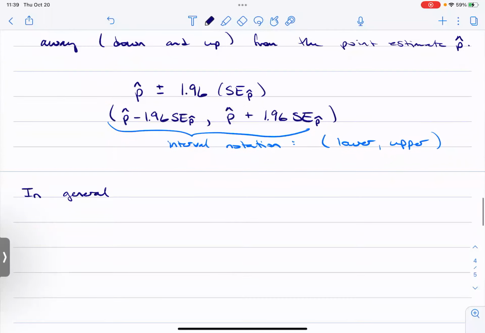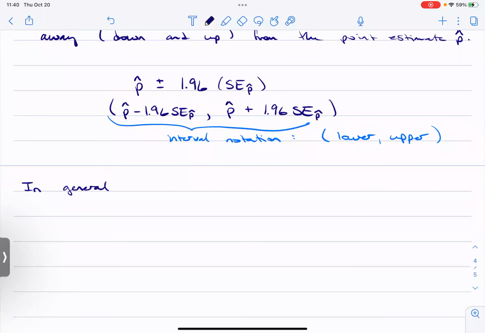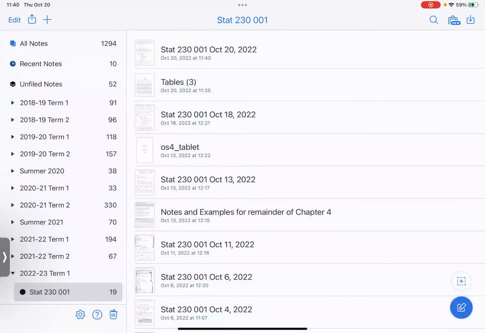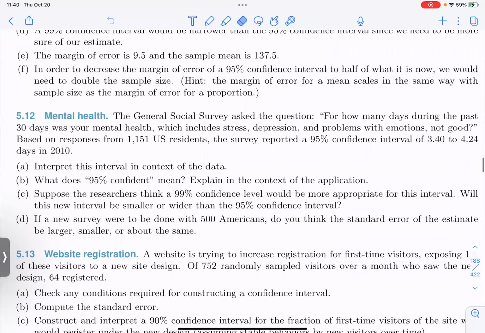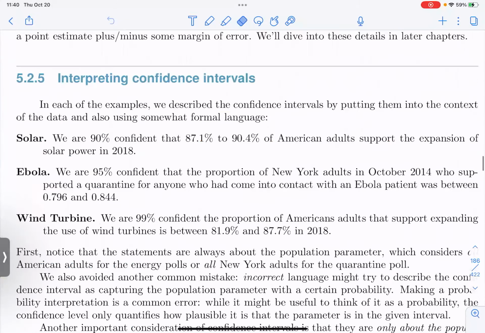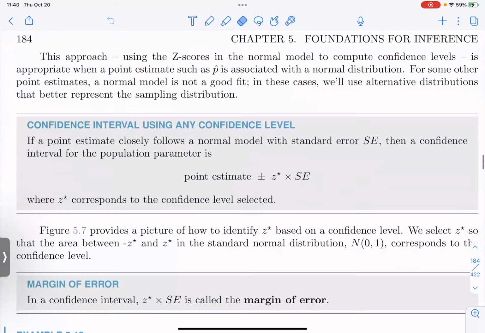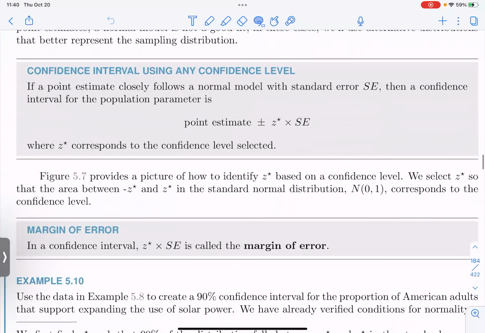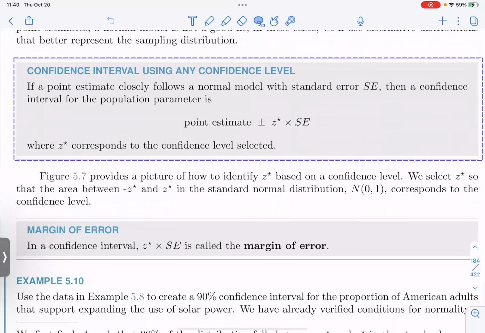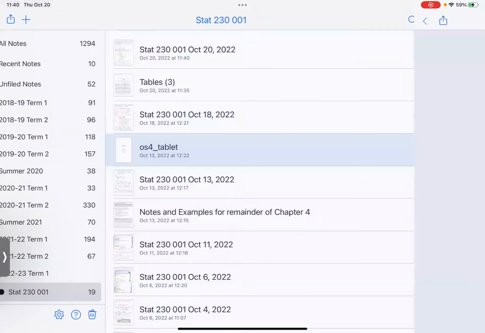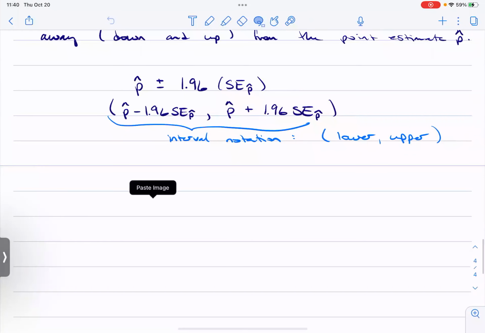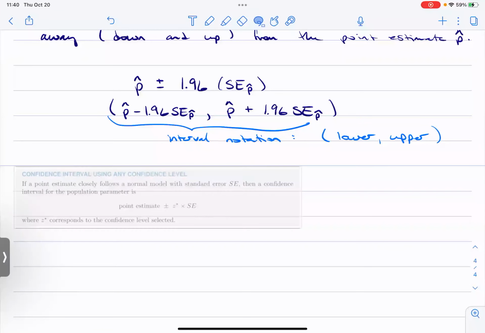Okay, fine. You know what? I am going to steal it from the textbook. I did it later last class, but I think now's a good time, a better time. All right. So here, in general, a confidence interval looks like this.